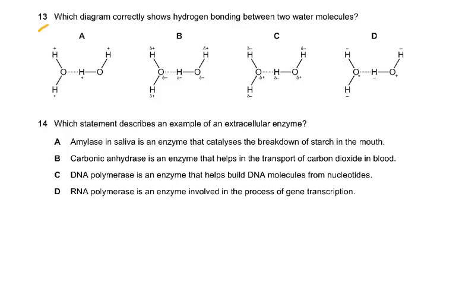Now coming to question number 13, which diagram correctly shows hydrogen bonding between two water molecules? This is very important biochemistry which you must know: oxygen is partially negative and hydrogen is partially positive. So this is what we can see here. Here oxygen has been made positive, so this is wrong. Here it is positive, but the partial sign is not there. So partial negative and partial positive, hydrogen, so this is the hydrogen bond. So the answer is B.